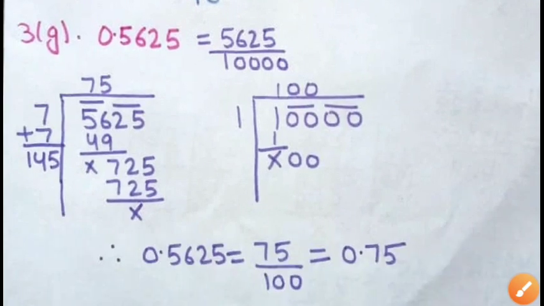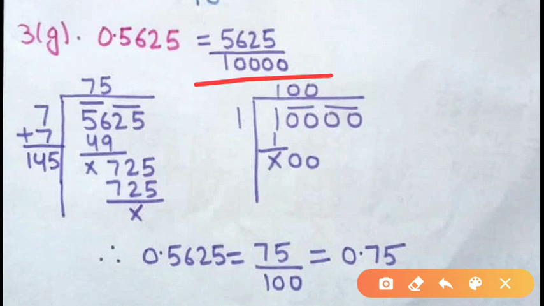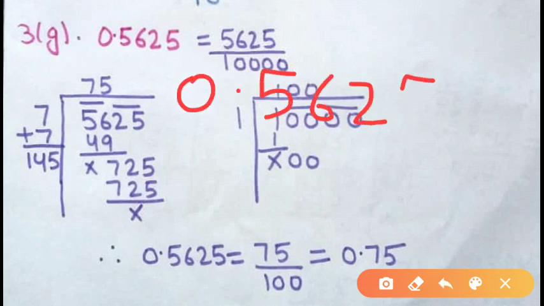Next question, 0.5625. When you remove the decimal, this will give you 5625 over 10000. Now if you want, first you find the perfect square of the numerator and then find the perfect square of the denominator. But let's do it directly. This is 0.5625. This is one pair, and this is another pair.